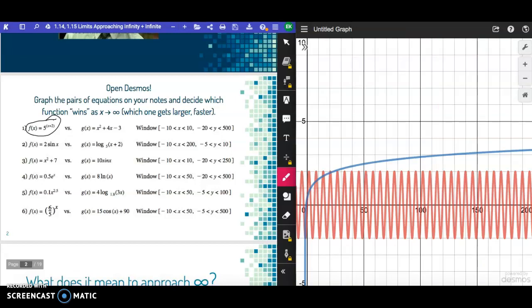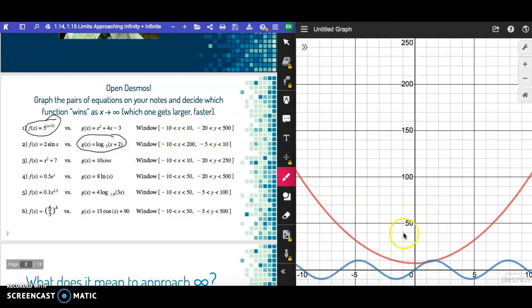All right, if we look at the graphs of the next two, my sine function is the oscillating one, the red function, and my logarithmic function is blue. And so even though my logarithmic function doesn't grow very quickly, it still is going to increase and get larger faster than my sine function. My sine function actually is always going to oscillate for all time. So we'd say the logarithmic one wins here.